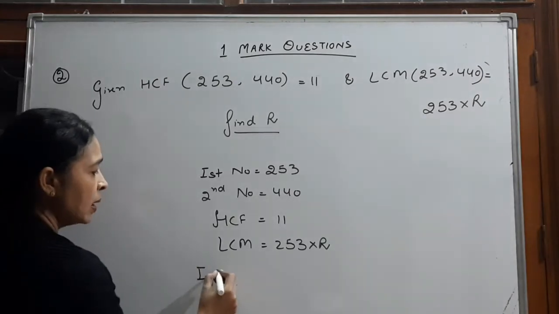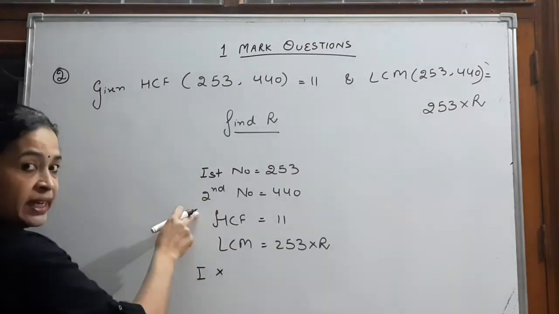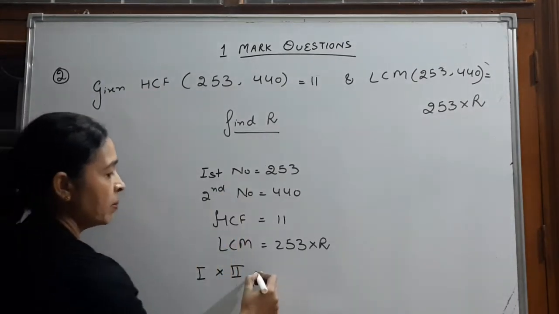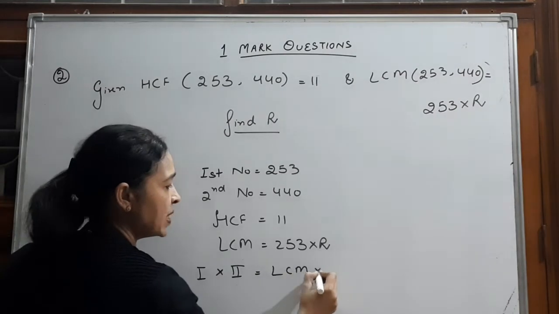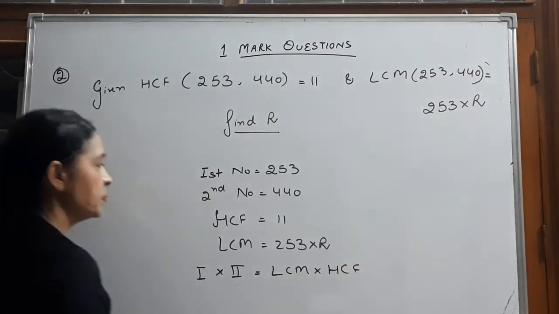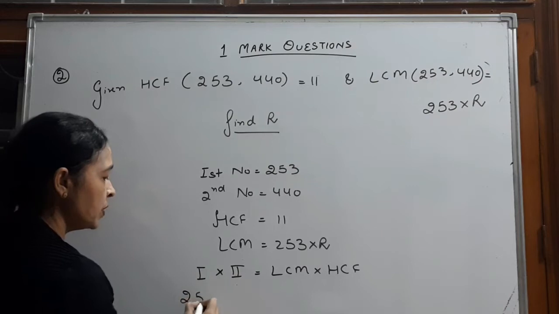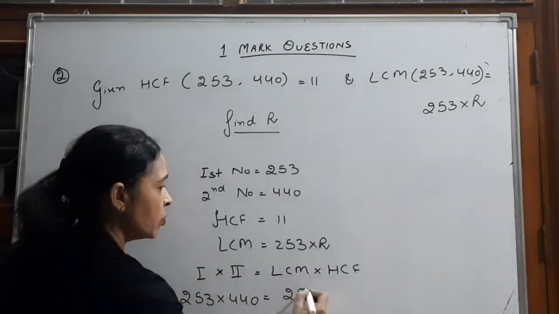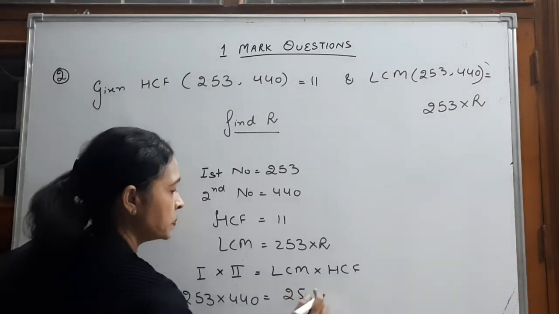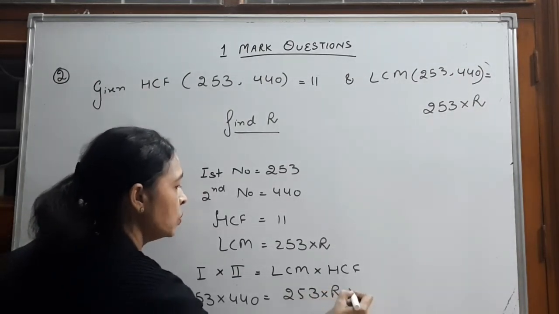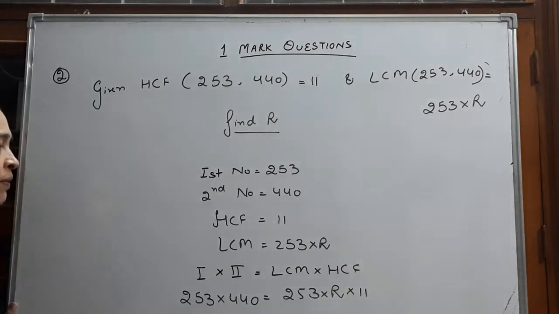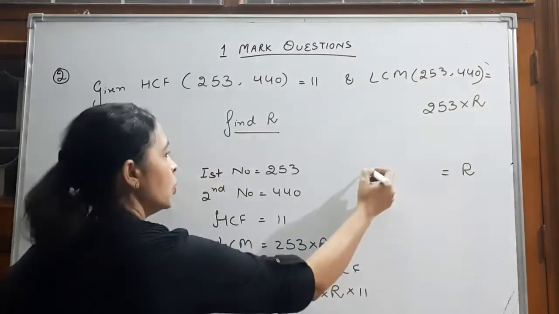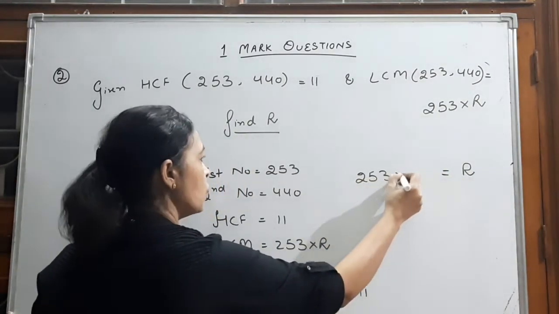But we have a formula. If we find the LCM and HCF of two numbers, then the product of two numbers, first number into second number, is equals to the product of HCF into LCM. First number is 253 into 440 equals to 253 into R into 11. What we have to find? We have to find the value of R. R equals to 253 into 440.